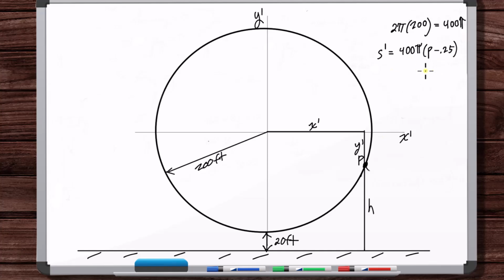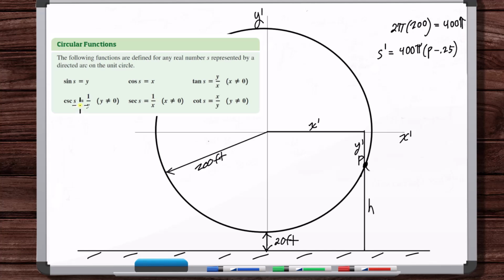Okay, so now we can input p and get s prime. That's the arc length position of the bucket with this as the 0 point. So from s prime, how do we get s? S being what we're going to input into whatever circular functions we end up using. Well, okay, so s, again, it corresponds to an arc length on a unit circle. Has to be a unit circle.